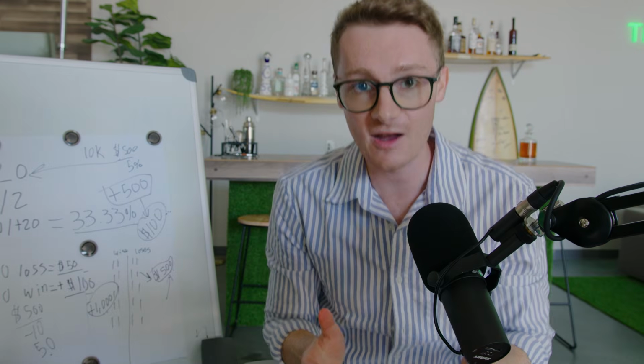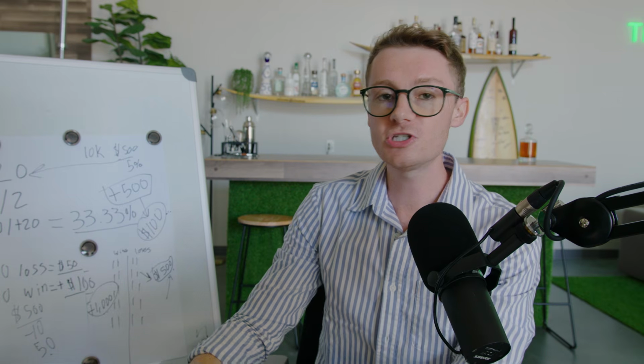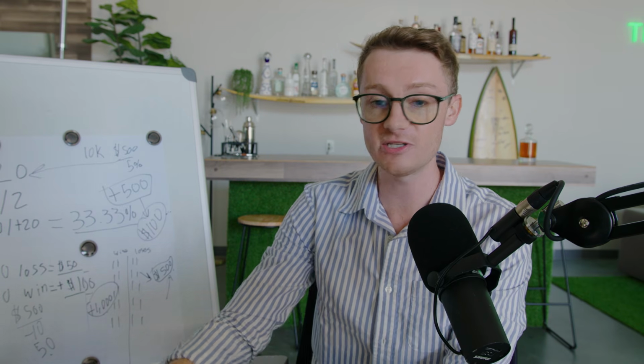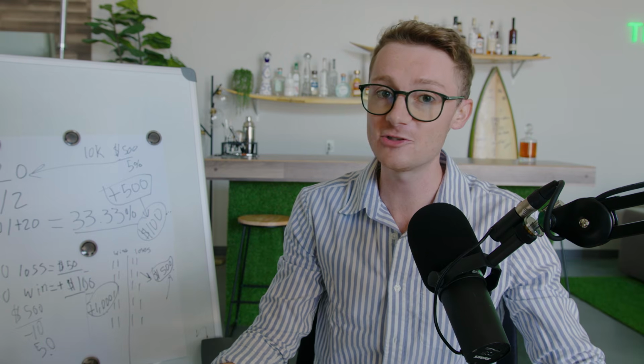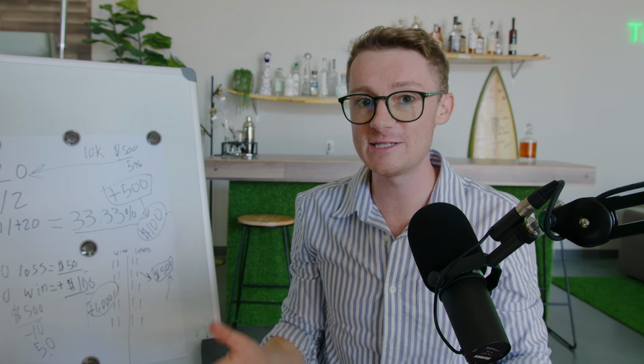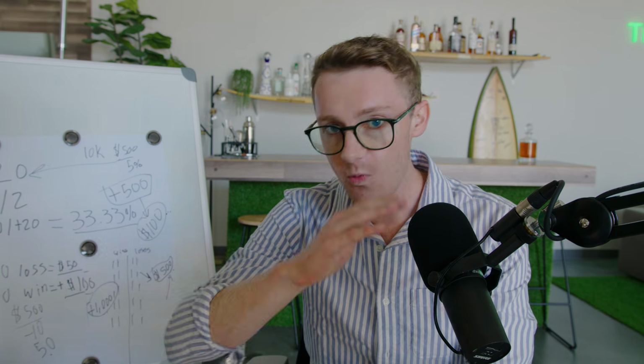Now, as far as the psychology that comes into play, you're just going to have to show up and you're going to have to be disciplined. You have to sell the trade if it hits plus 20%, and you have to sell the trade if it hits negative 10%. And that's it. It's really that simple. Trading is often way too complicated.